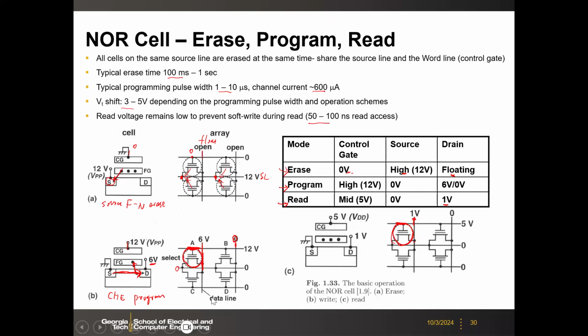So here you see that for the program and read, you can select individual cells. That means random access, given by the address, right? So then you can locate this cell and read out this cell. But for the erase, in general, you have to erase the entire array, or at least the cells that share the common source net. Okay.